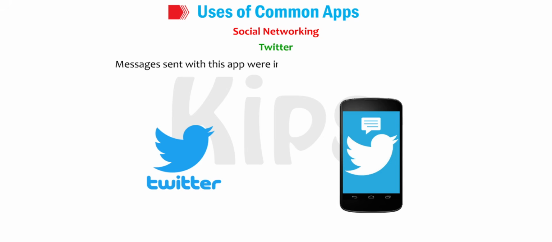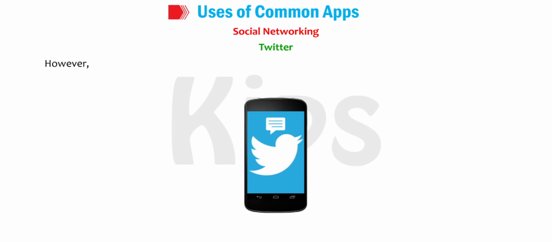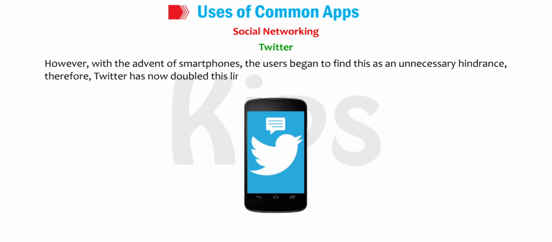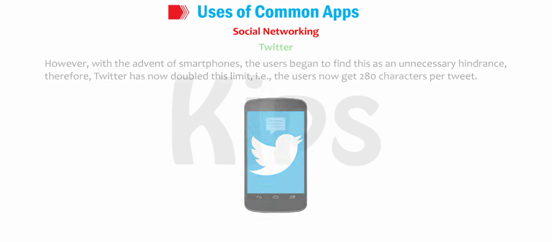Messages sent with this app were initially restricted to 140 characters. However, with the advent of smartphones, the users began to find this an unnecessary hindrance. Therefore, Twitter has now doubled this limit, that is, the users now get 280 characters per tweet.